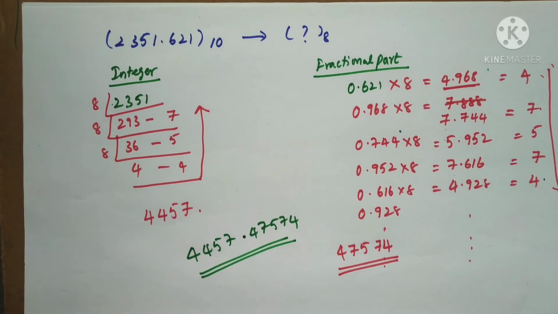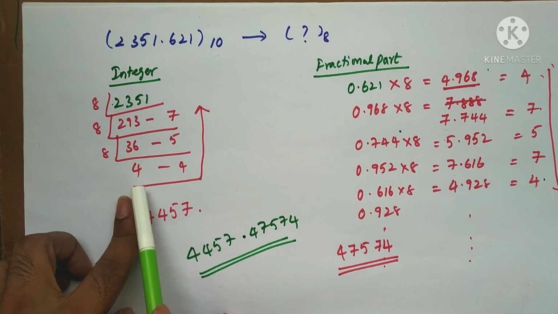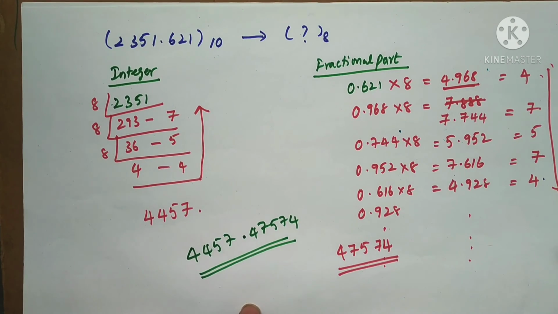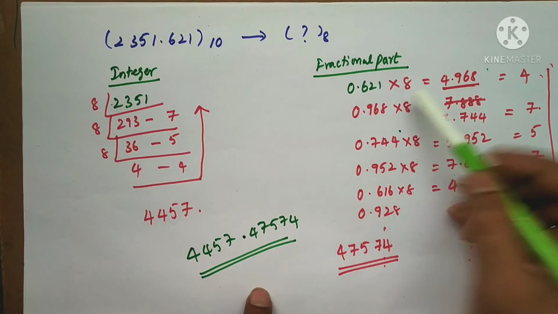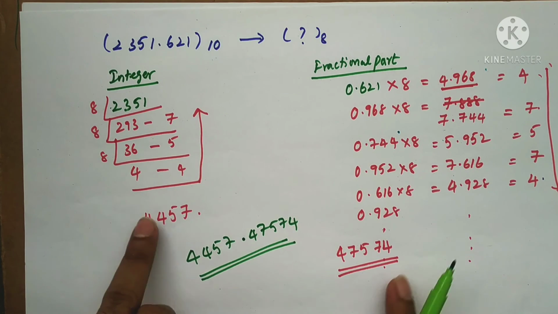Keep one thing in mind. When dealing with the integer part, write the remainders from bottom to top. When dealing with the fractional part, write the integer parts which came as results when multiplying with 8 from top to bottom. So you will get the final answer if we append all this.